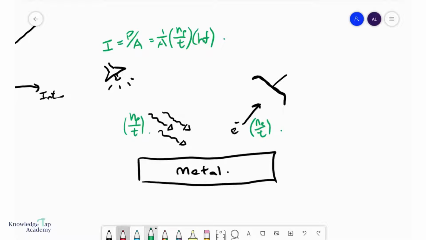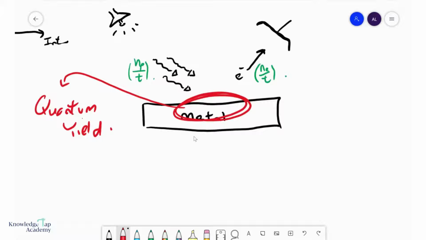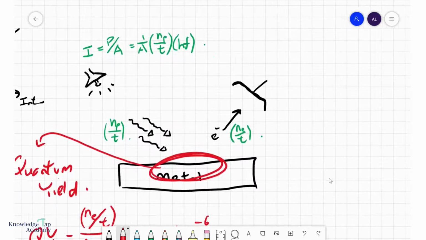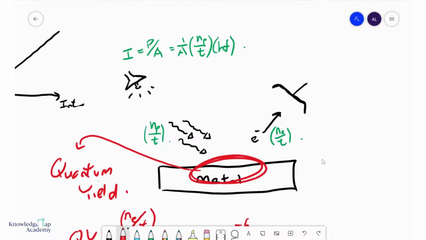Now, what is very crucial to understand is that at the metal itself, there is an important quantity known as the quantum yield. The quantum yield is simply the percentage of photons that would emit electrons. And so we can write the quantum yield simply as Ne over t as a fraction of Np over t. And this typically comes to a very small number, about 10 to the minus 6 or 10 to the minus 7. But the point is that there is some linear relationship between the rate at which electrons are emitted and the rate at which photons are incident on the metal.